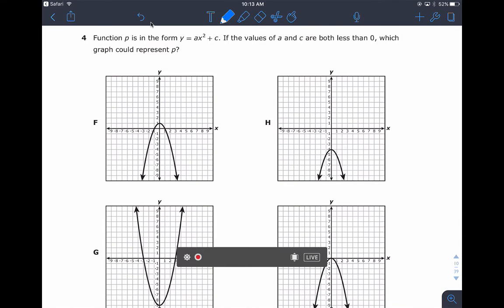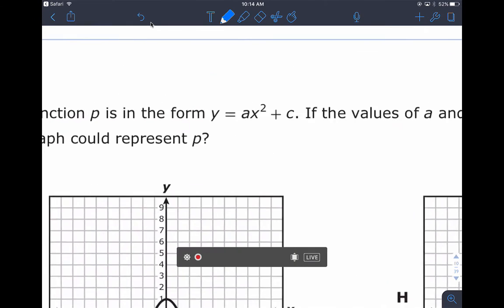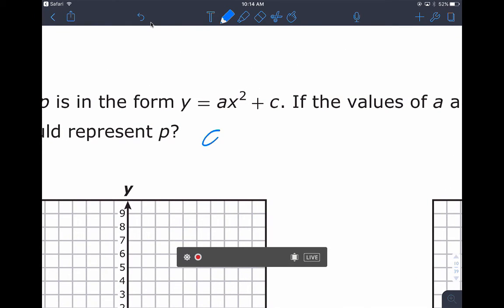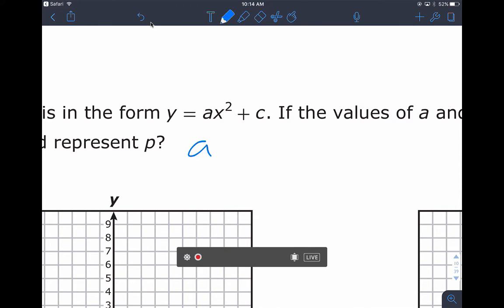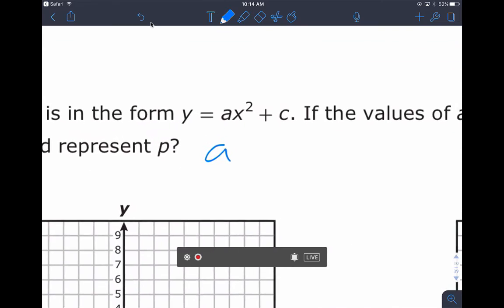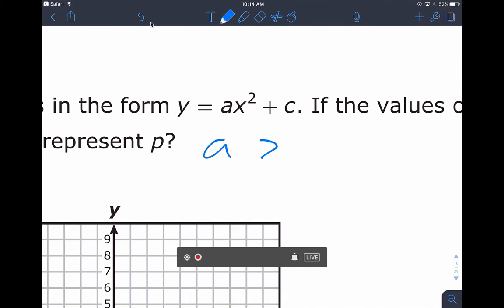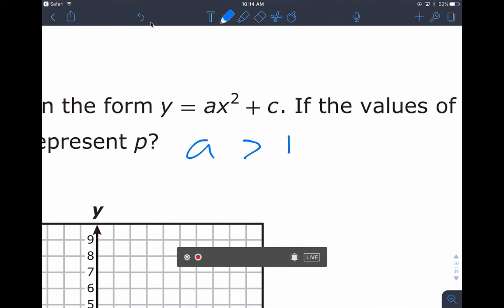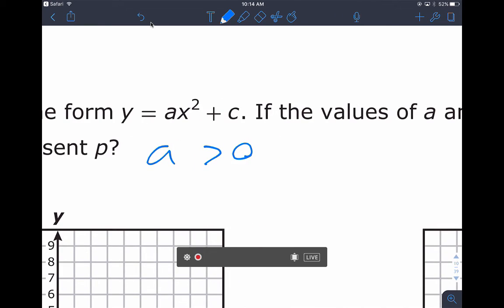All right, next one here. The function p is in the form of ax squared plus c. The values of a and c are both less than 0. Which graph could represent p? So, a couple things you should have learned at some point. The a value of a quadratic determines how wide or narrow your graph is, but I don't think any of these graphs are referring to that. A can also affect, if a is greater than 0, that your graph opens up. That means you have positive a values.